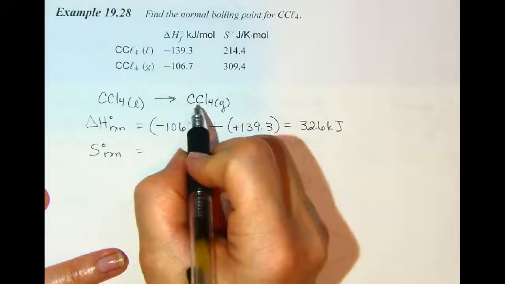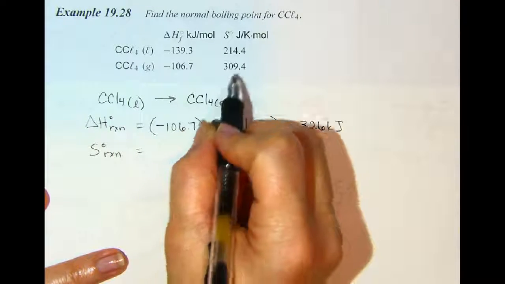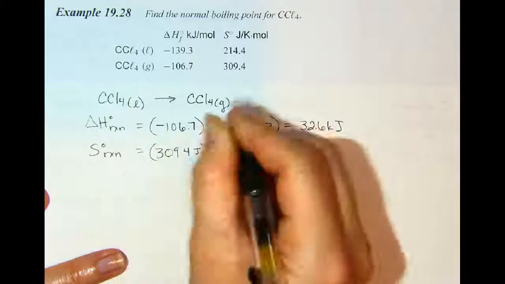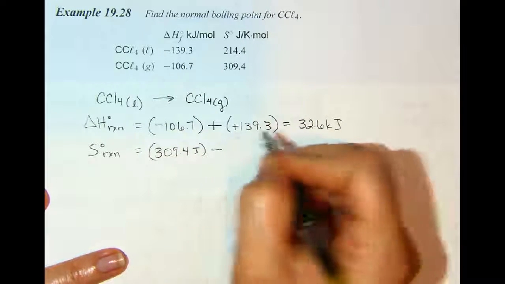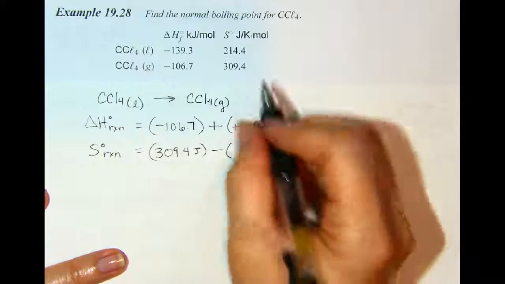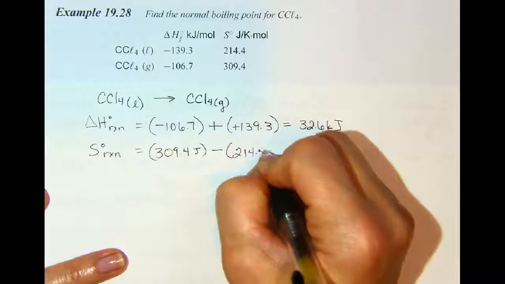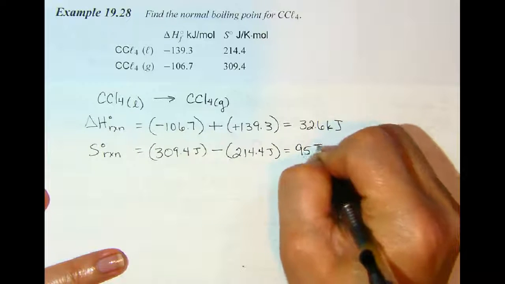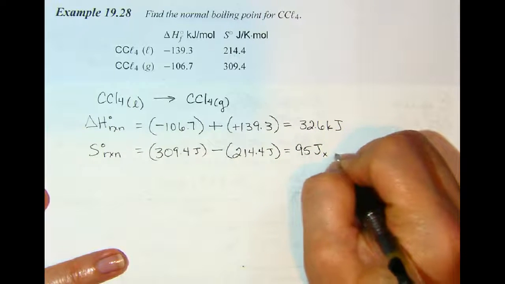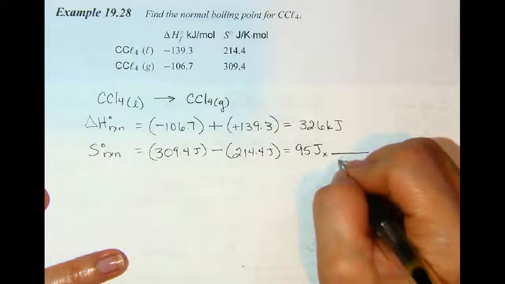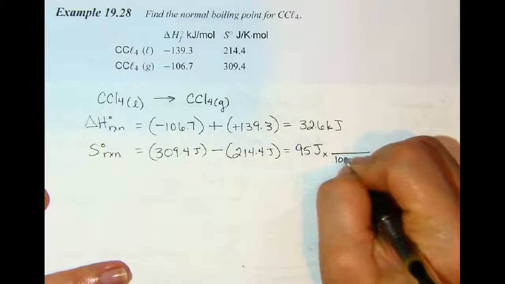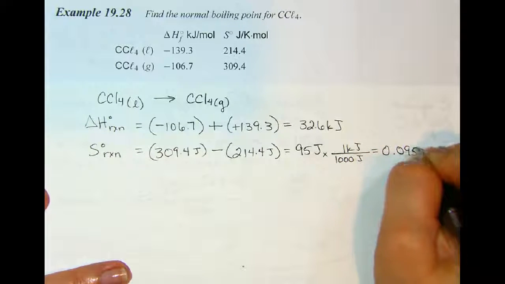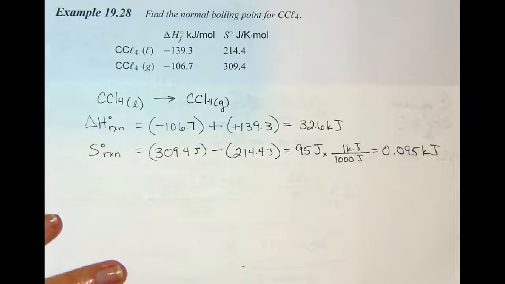We're going to take the entropy of the products, which is 309.4. This is joules, it says so here, minus the entropy of the reactants, which is 214.4 joules. This is going to give us 95 joules, and we're going to go ahead and convert this to kilojoules so that it matches our delta H. So we'll divide by 1,000, and that'll give us 0.095 kilojoules for our entropy.